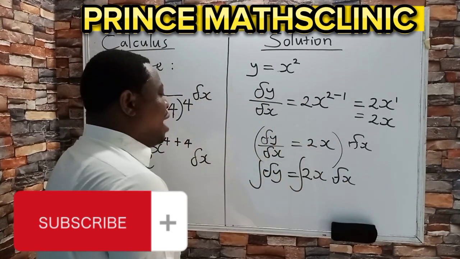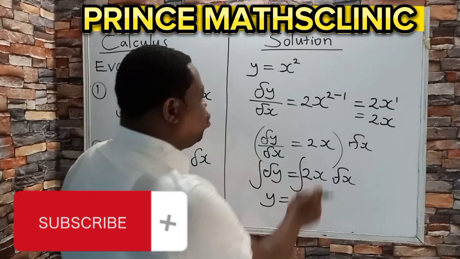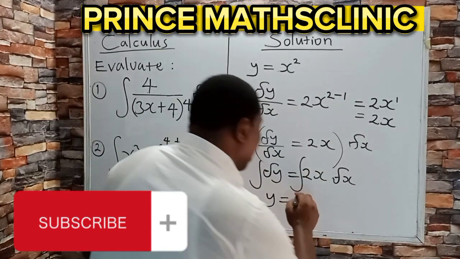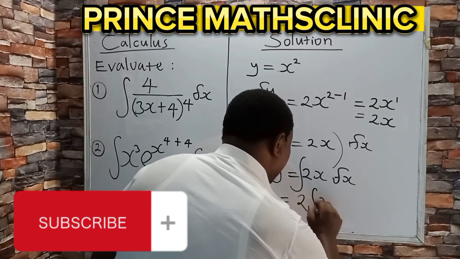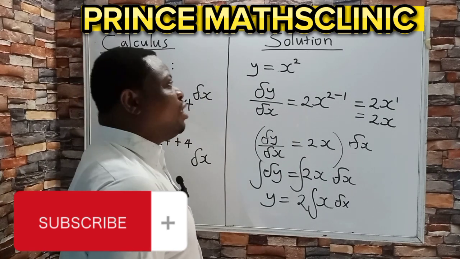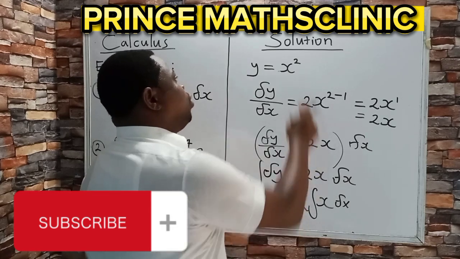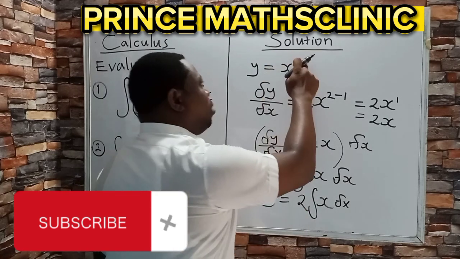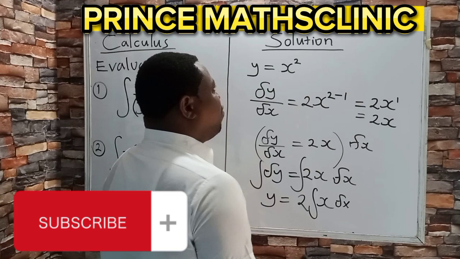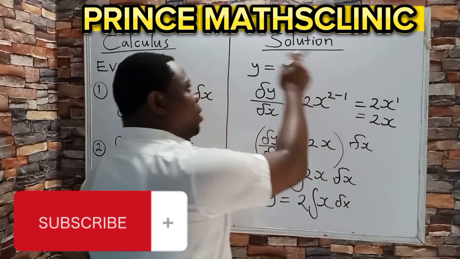when I integrate dy, I'm going to get y. Then what are we going to do to this particular value? We don't integrate a constant. 2 is a constant, so I'm going to bring it out. Then I'm left with x dx. Remember, when we differentiated, we used this 2 to multiply and subtracted 1. But in integration, we simply do the reverse. Instead of subtracting 1, we add 1 and divide instead of multiply.